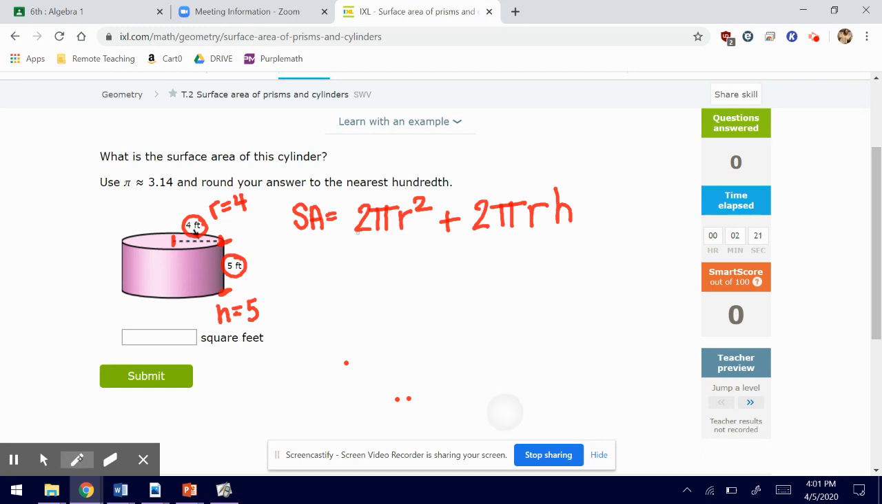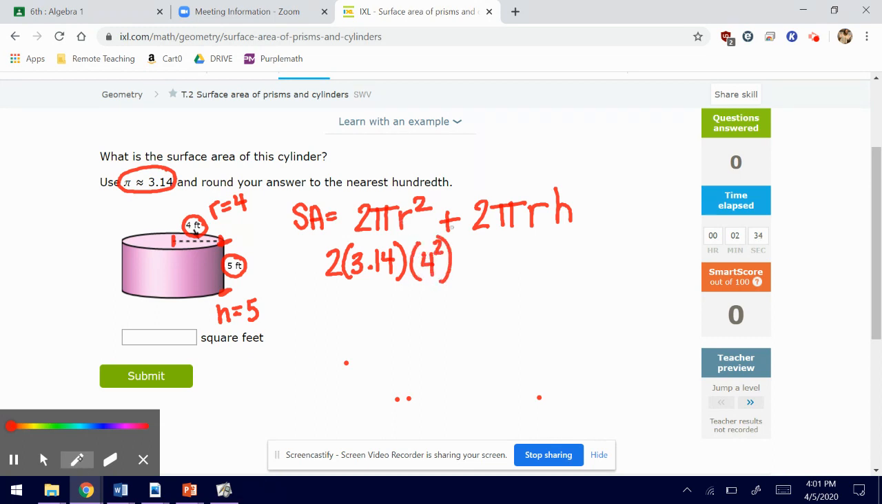So then I plug everything in. 2, and it tells me right here to use 3.14 for pi. So I'm going to do 3.14 and then r squared, so that's going to be 4 squared. Bring down the plus, bring down the 2. Instead of pi, we're using 3.14, and my r is 4, and my h is 5. Okay, I am going to type this part into my calculator first.